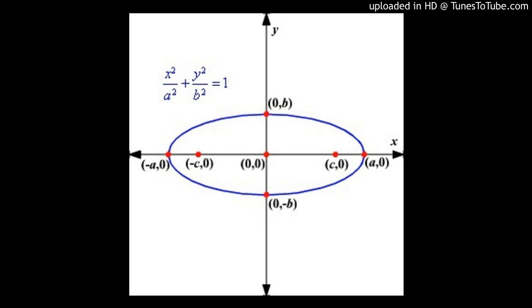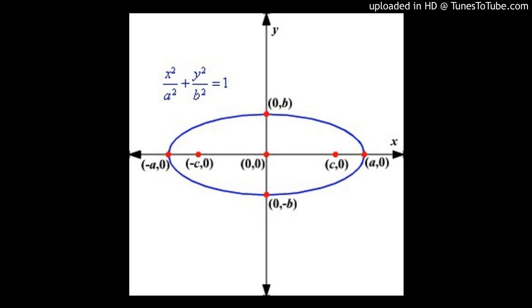Here A dash, capital A dash is 2A, it's minor axis, and B dash, that is 2B, it is major axis. A is semi-minor axis and B is semi-major axis. Latus rectum is 2A square upon B. Instead of 2b square upon a, it will be 2a square upon b. And extremities of the latus rectum we can calculate with the method that we have discussed.